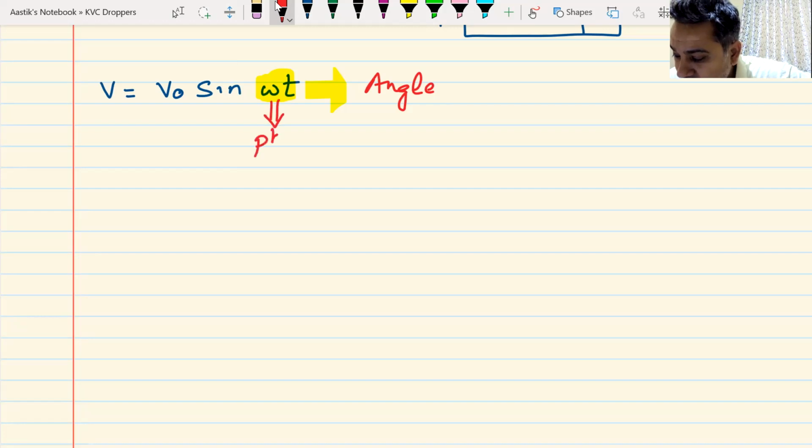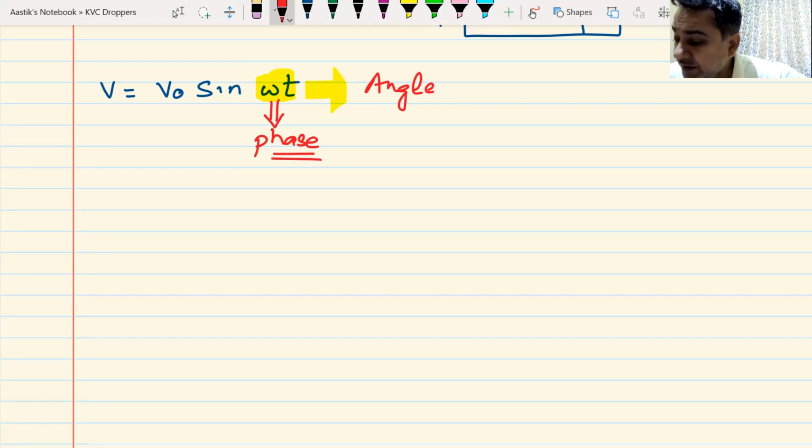So instead of calling it an angle right now, I can also call it the phase of the voltage. You can call it the phase of the voltage because it tells us the value of the voltage, where the voltage is, how much the voltage is. This is known as the phase of the voltage. Do we understand this? This entire thing, omega into t, is known as the phase. Yes or no? Yes, sir.